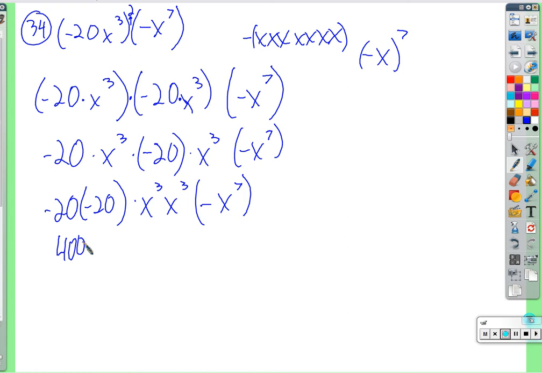Right, how about x cubed times x cubed? Is that x to the 9th? Is it x to the 6th? Is it just multiply them together? It's x to the 6th. Okay. Why? How come?